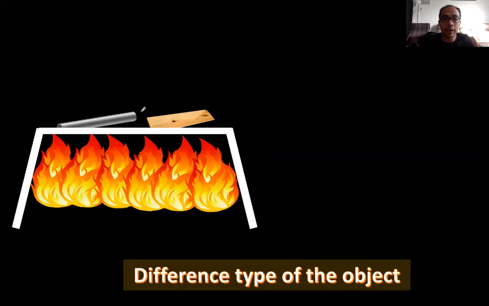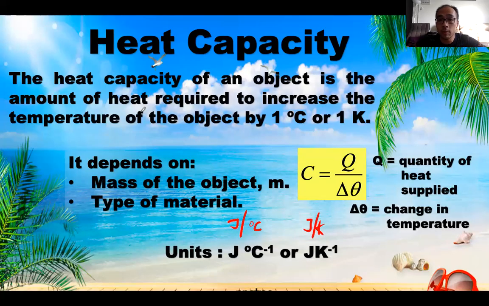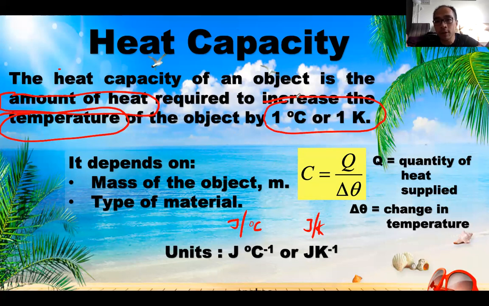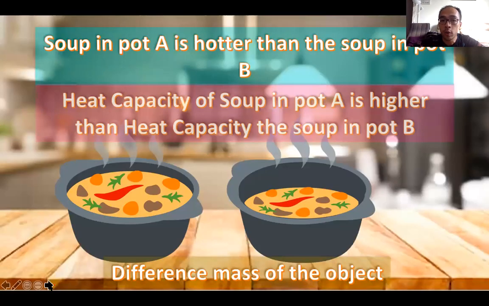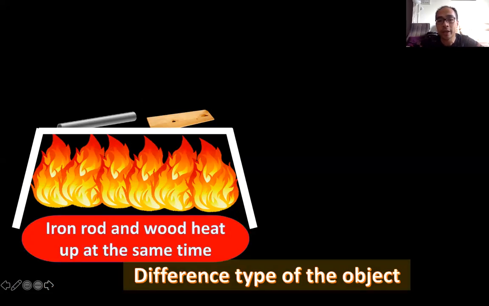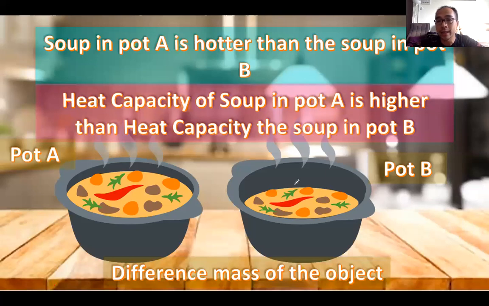If you take a look before, heat capacity is almost the same. Heat capacity of an object is the amount of heat required to increase the temperature of the object by 1 degree or 1 Kelvin. So the only difference between the definition for heat capacity and specific heat capacity is that one word, 1 kilogram of material. In other words, the definition remains the same: amount of heat to increase temperature by 1 degree Celsius or 1 Kelvin. But in the case of specific heat capacity, we want to talk about very specific 1 kilogram, because as I said before, the mass of the object actually affects the heat capacity.